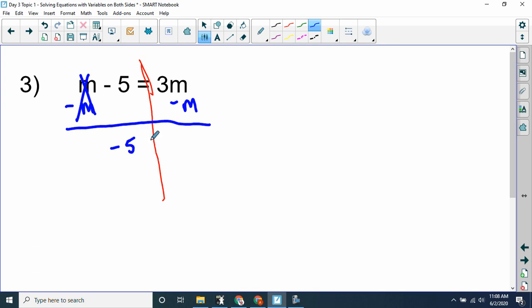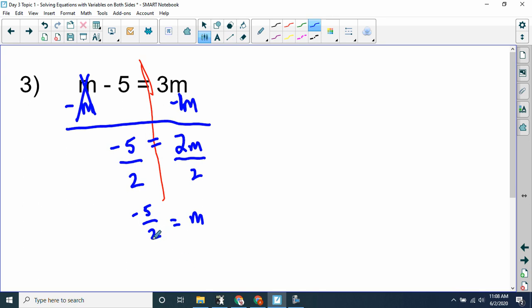Negative 5 equals 3m minus 1m. I'm combining like terms. 3 minus 1, I have 2 m's. Divide both sides by 2. And I get m equals negative 5 over 2.